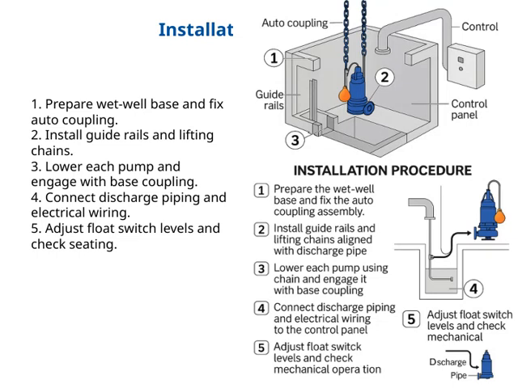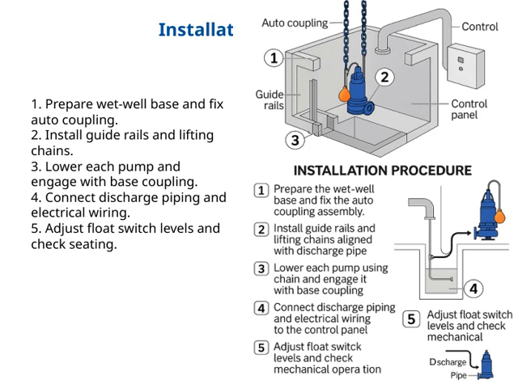First, you want to prepare the wet well base and make sure to fix the auto coupling securely. This step is crucial because it sets the foundation for the entire installation. Next, install the guide rails and lifting chains. These will help you position the pumps accurately and safely. Once that's done, carefully lower each pump into place and engage them with the base coupling. Precision here ensures smooth operation later on.